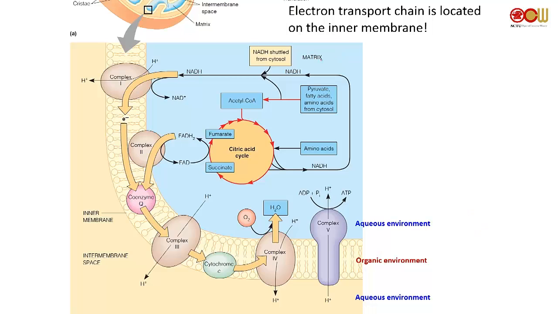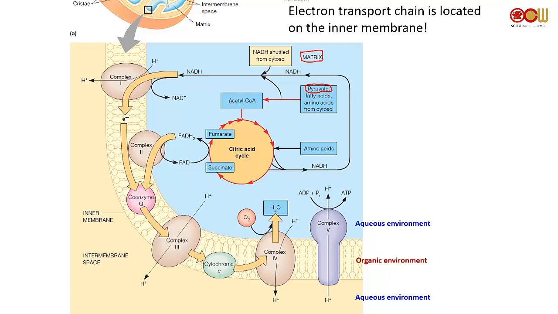This is probably one of the most important slides to summarize the entire ETC and ATP generation. So let's take a look. Here in the blue, this is the matrix. That means you have pyruvate in here, and of course you can also have some other stuff.